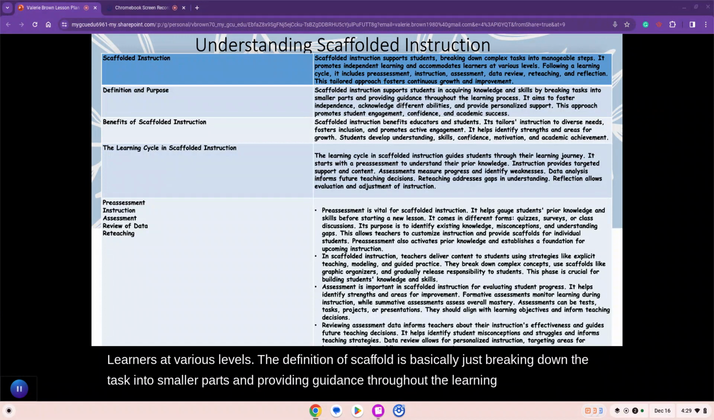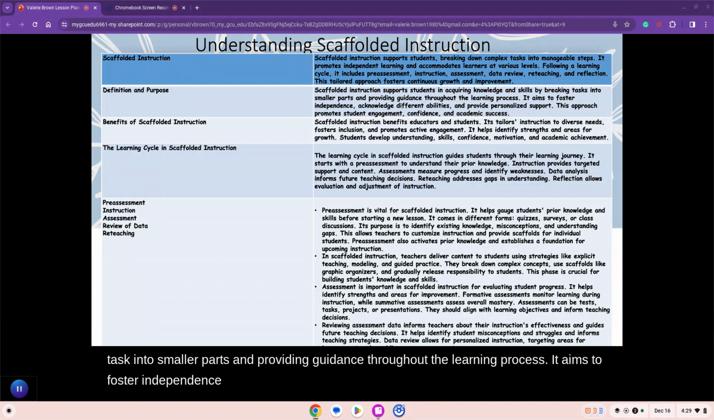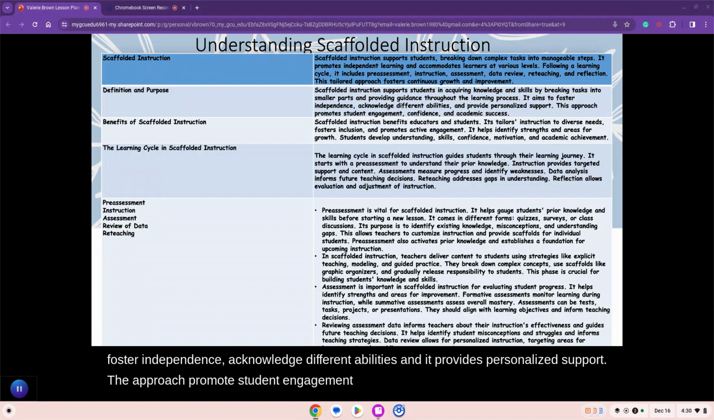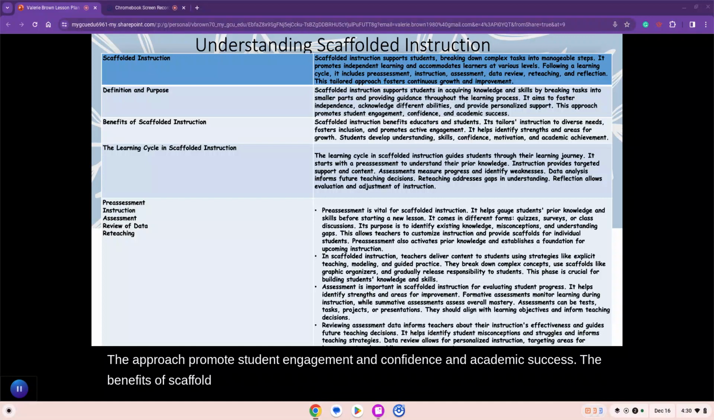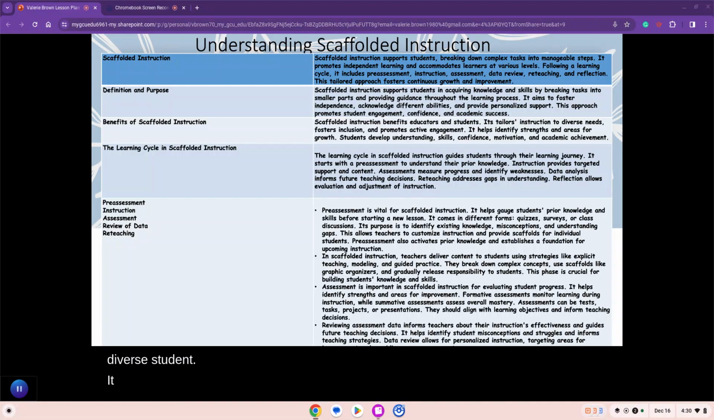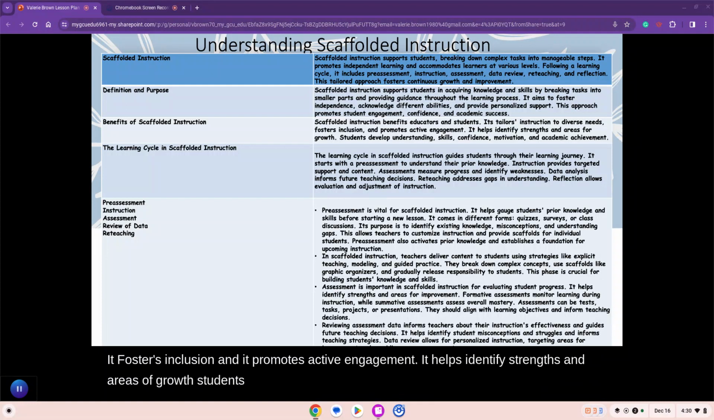It aims to foster independence, acknowledge different abilities, and it provides personalized support. The approach promotes student engagement and confidence in academic success. The benefits of scaffolded instruction are that it tailors to the individual needs of diverse students, it fosters inclusion, and it promotes active engagement. It helps identify strengths and areas of growth. Students can develop understanding, skills, confidence, and motivation, as well as academic achievement.